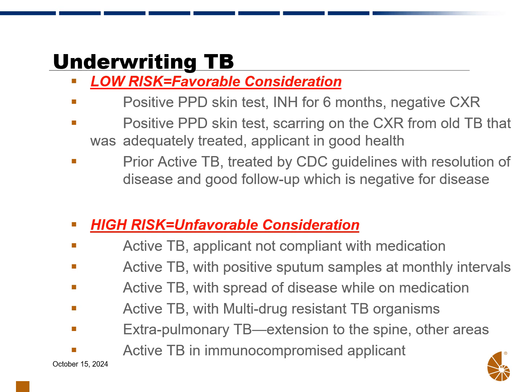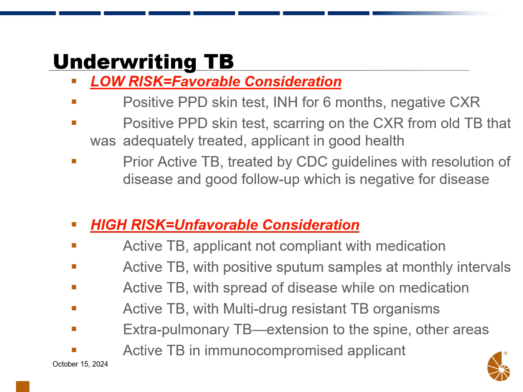Or they may have a positive skin test, scarring on the chest x-ray from old TB that was adequately treated, but they're in good health. No evidence of any active disease on serial chest x-rays, so everything looks okay. Or they had prior active tuberculosis, treated by CDC guidelines with resolution of disease and good follow-up, which is negative for any continuing or advancing disease. So those would all be in the low risk, favorable consideration category.